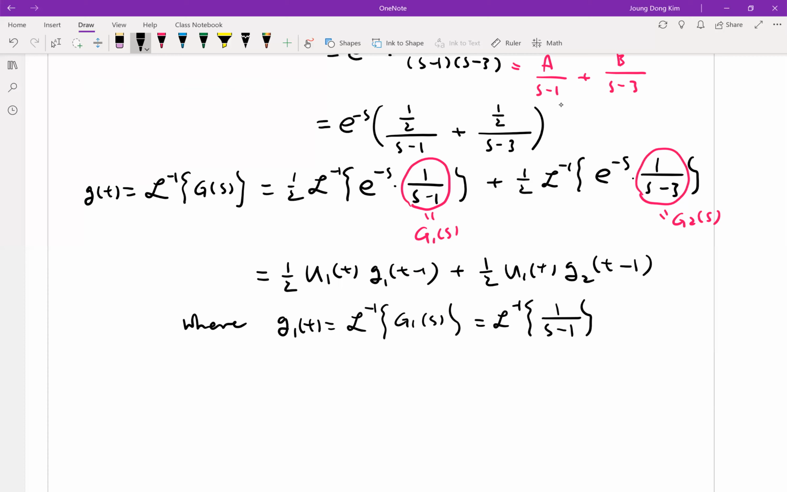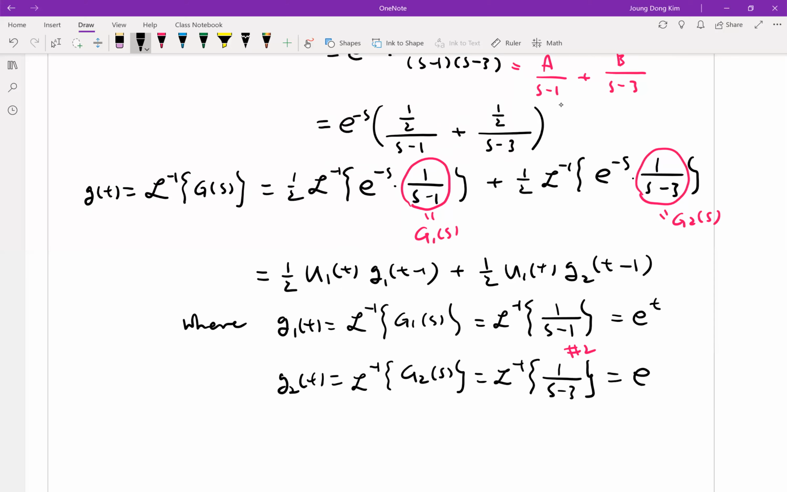We know about this, right? It's in the table, number 2. It is equal to e to the t. And what about the second one? It is the inverse Laplace transform of 1 over the same thing. That's it.